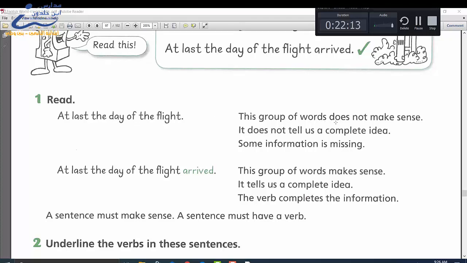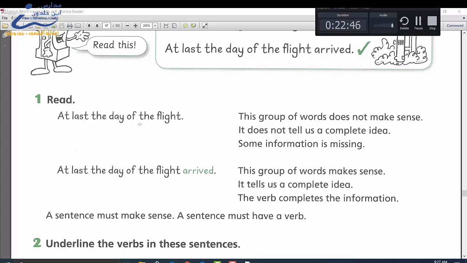This group of words doesn't make sense. It doesn't give a meaning by itself. It doesn't tell us a complete idea. Some information is missing. But when I say, at last, the day of the flight arrived, this group of words makes sense. It tells us a complete idea. The verb completes the information.